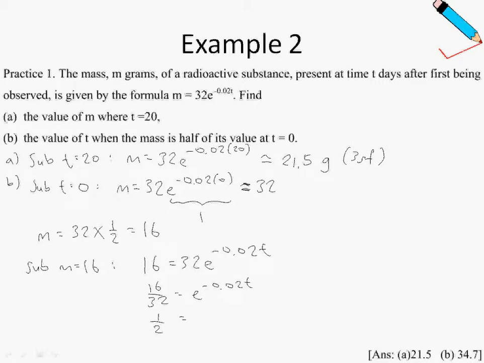To get rid of the exponential, we'll take ln on both sides of the equation. So this will give me negative 0.02 t. Finally, t is equal to ln half divided by negative 0.02. If you round this off, you should get 34.7, and this should be in days. Okay, move on to example 3.